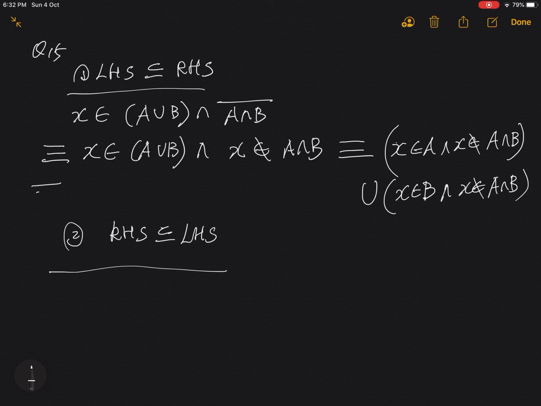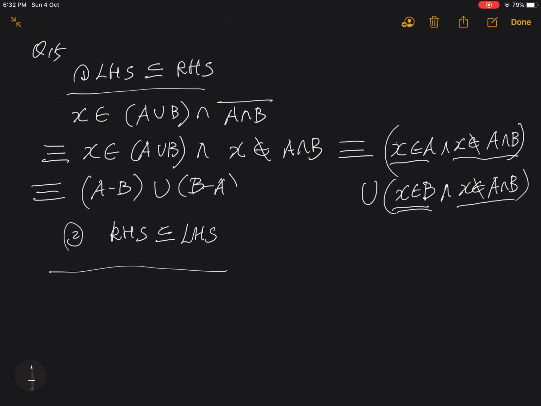So according to the definition, x is in A, but x is not in A and B. It's A minus B, right? That's the difference. So we have x is in B and x is not in A and B. It's B minus A. Okay, x is in this set. So that's all for question 15.